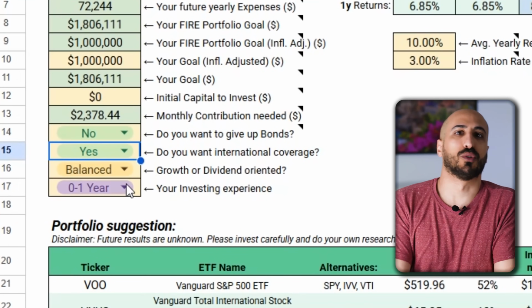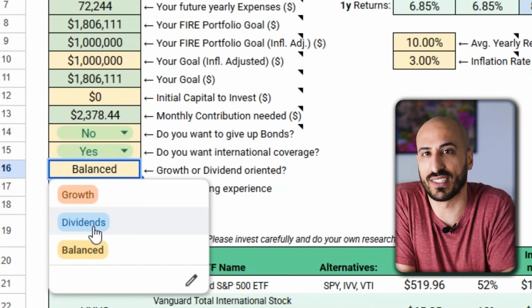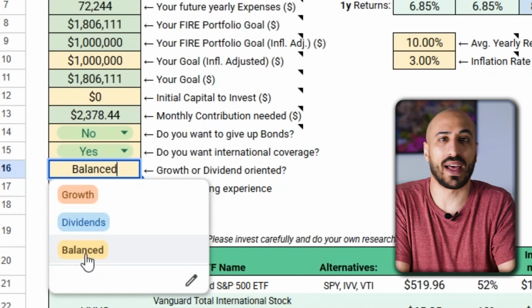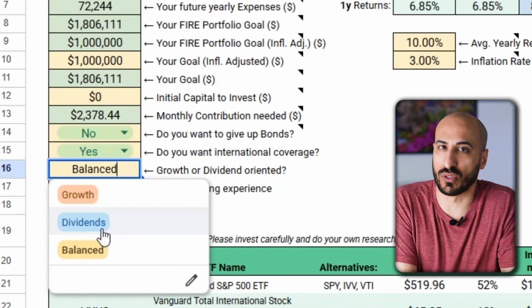Then we have the choice between growth or dividend oriented. And here my suggestion is to be growth oriented if you're younger than 40, balanced if you are between 40 and 50 years old, and value oriented if you're older than 50. The final choice is up to you, of course.